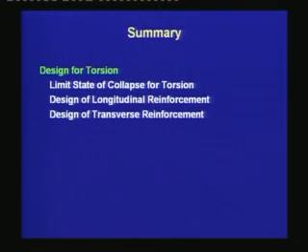In today's lecture, we first studied the background for the design equations for the limit state of collapse for torsion. What we have understood is that we have identified 3 modes of failure for a beam under combined flexure and torsion. Corresponding to each mode of failure, we define an equivalent ultimate bending moment, and we design the steel for each of those equivalent ultimate bending moments.